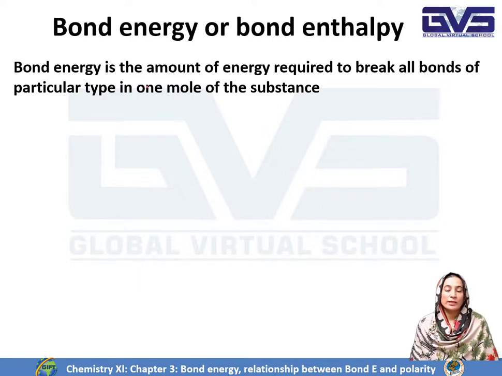But how do we actually define bond energy? It is the amount of energy required to break all bonds of a particular type in 1 mole of the substance. Usually we take the bond energy for 1 mole of the substance. So 1 mole of substance contains all of the bonds, and the energy required to break all those bonds in 1 mole of substance is called the bond energy or bond enthalpy of that molecule.